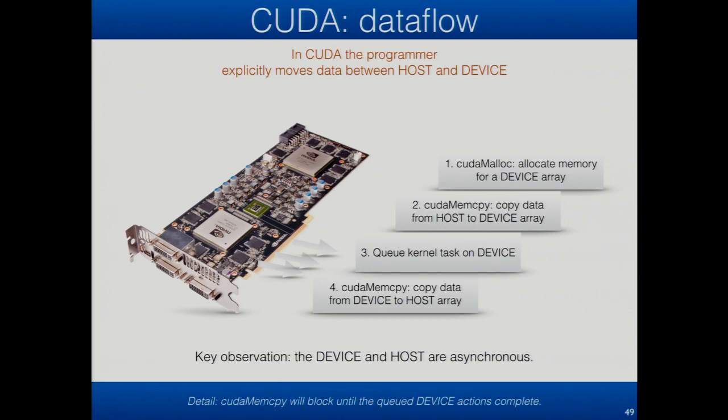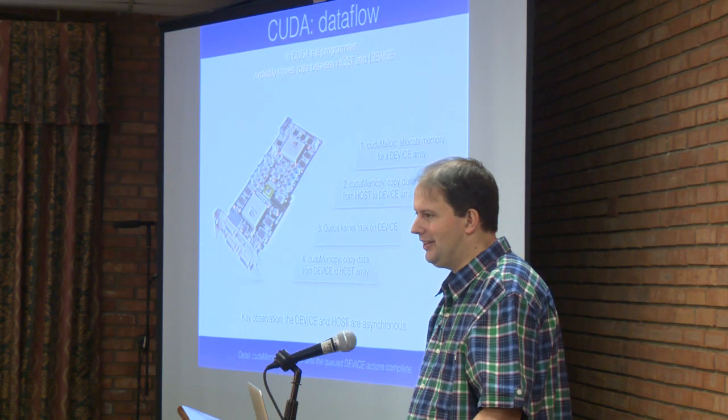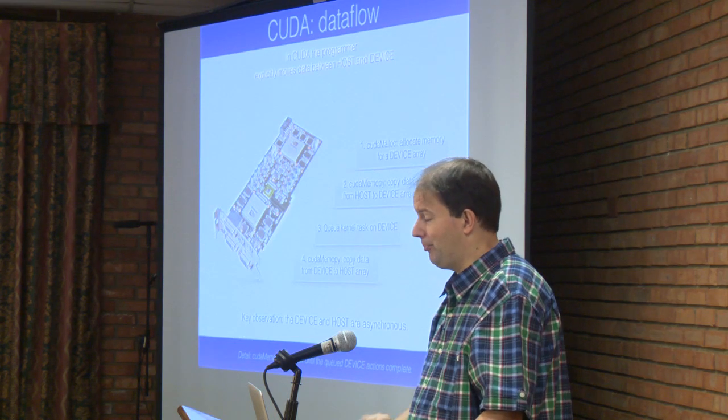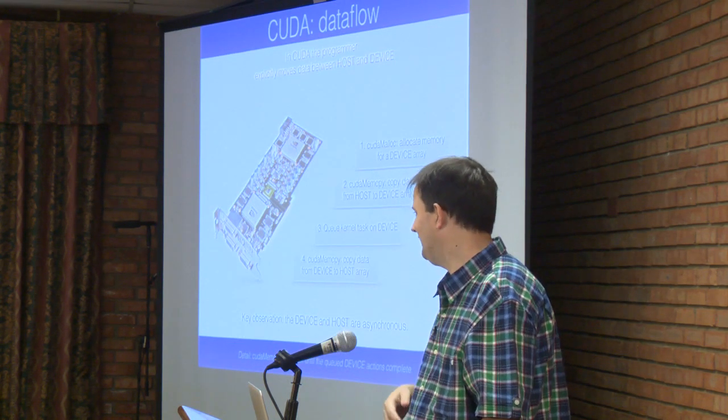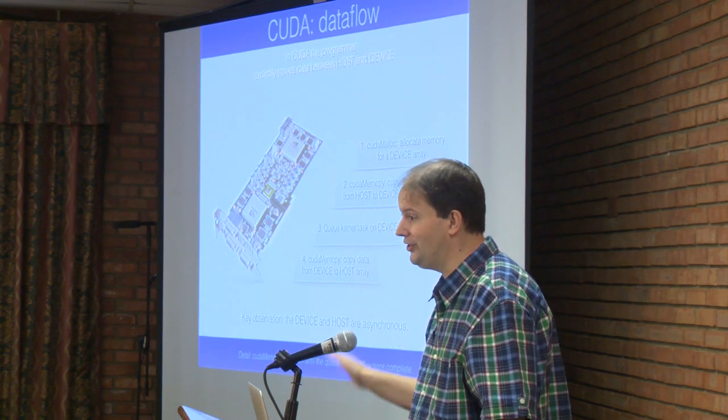So first, CUDA malloc on the device, CUDA memcopy data from host to device, queue the kernel on the device, and then CUDA memcopy the data back. Okay, any questions about that? And just remember that even though you say do it now, it's basically like a non-blocking MPI operation. Basically, you're just queuing up something to get done on the device because it has its own agenda.